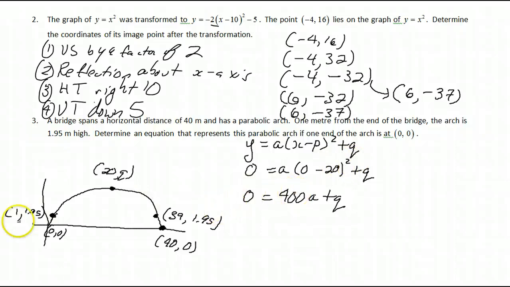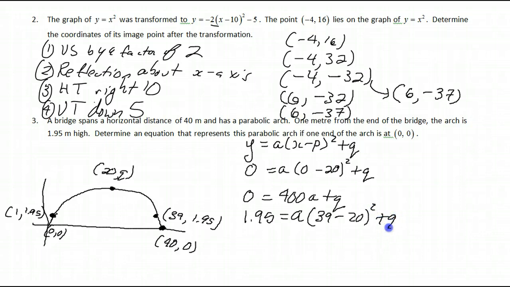I'm going to use one of these other points. Okay, one of the points is 1.95. So when y is 1.95, that's equal to a. Let's go with the 39 because that'll make this a positive, right? Although it really makes no difference because we're squaring. So x is 39 minus 20 squared plus q. Still don't know q, right? We're doing this. We're going to get a system of equations.